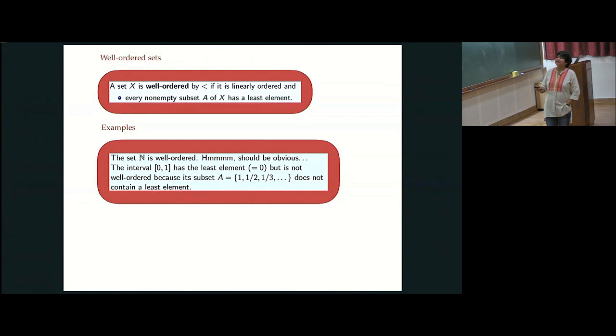Now consider the interval [0, 1]. That of course has a least element, 0. But consider this set: 1, 1/2, 1/3, and so on. Does it have a least element? No. So the set of real numbers, or the interval [0, 1], is not well-ordered using the natural order, using the natural order less than. Okay, that much we can see.